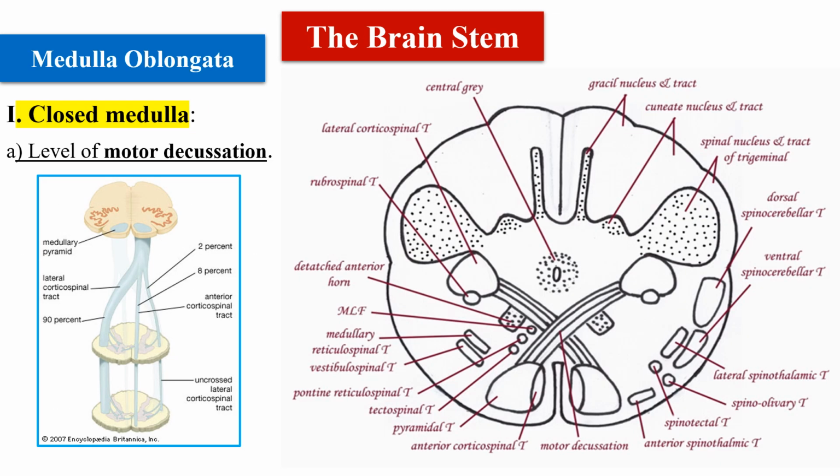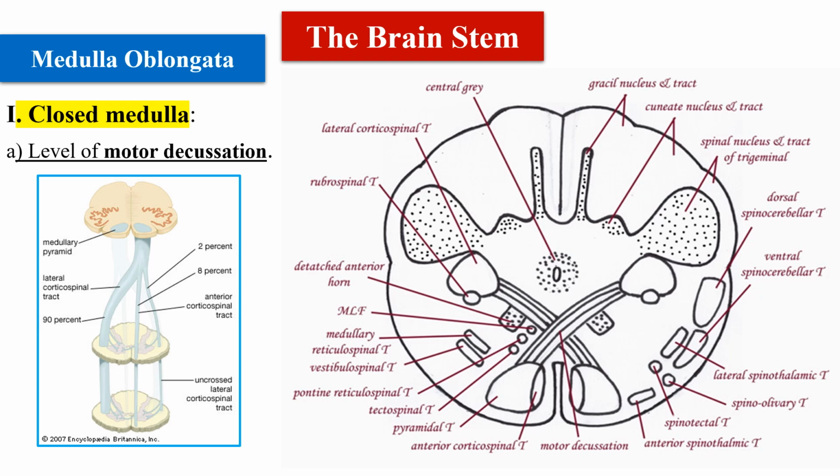As regards the closed medulla, the level of motor decussation: what happens at this level? Let's remember the descending tract, which was the corticospinal tract. On the left side in this diagram, I can see the medullary pyramid, passing through its lateral corticospinal tract, which is present laterally, then the anterior corticospinal tract, which is present anteriorly, and the anterolateral corticospinal tract, which is present anterolaterally between the previous two.